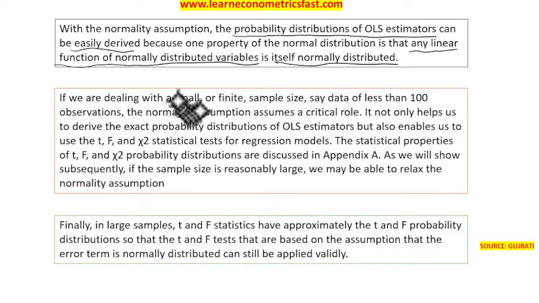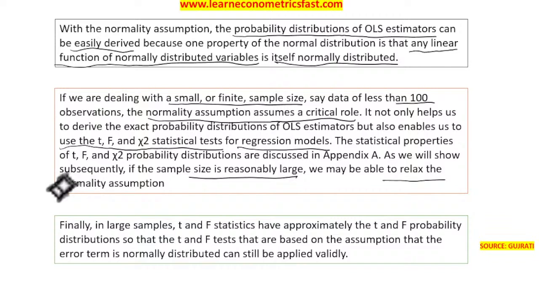The next is, if you are dealing with a small finite sample size, less than 100 observations, then the normality assumption plays a critical role. If we have very few data points, then the normality assumption plays a greater role. It not only helps to derive exact probability distributions of OLS estimators, but also enables us to use T, F, and chi-square statistical tests for regression models. And if the sample size is reasonably large, we may be able to relax the normality assumption.